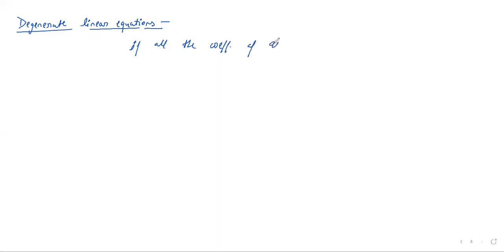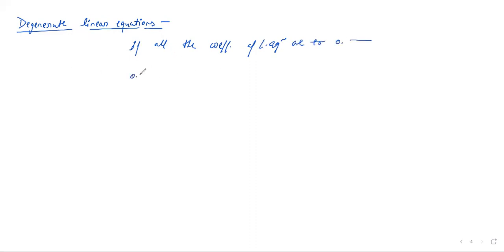Okay, now let's see what degenerate linear equations are. For a linear equation to be degenerate, we should have all the coefficients of that equation be 0. That means if all the coefficients of a linear equation are 0, then we have a degenerate linear equation.